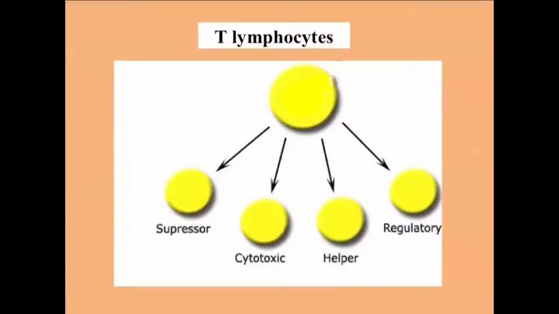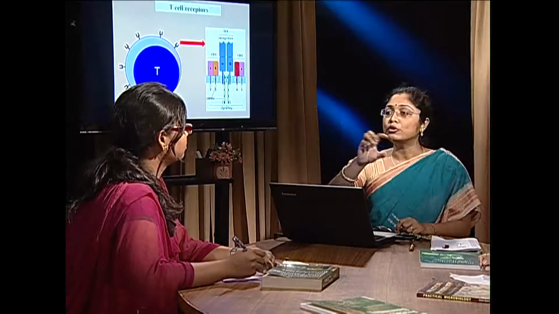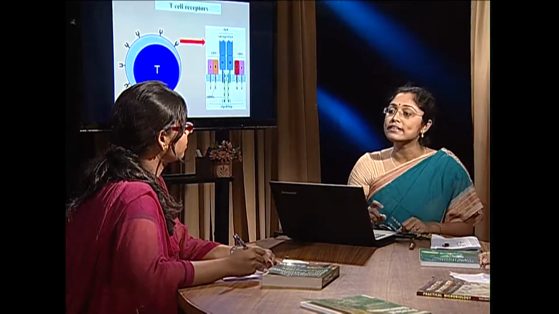Now, T lymphocytes can be of different types. T cytotoxic cells, T helper cells, T regulatory cells, T suppressor cells. And T cytotoxic cells are actually taking part in cell-mediated immunity. Now, T cells express a unique membrane-bound receptor on their surface. It is called the T cell receptor.